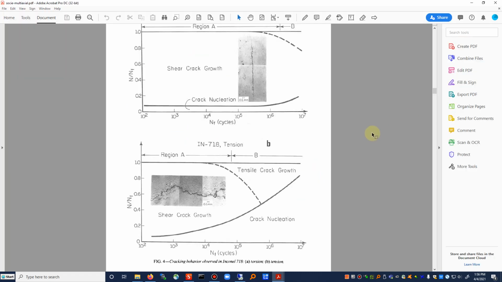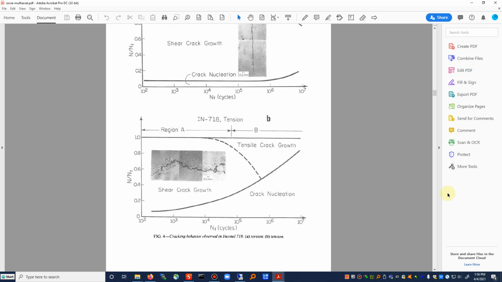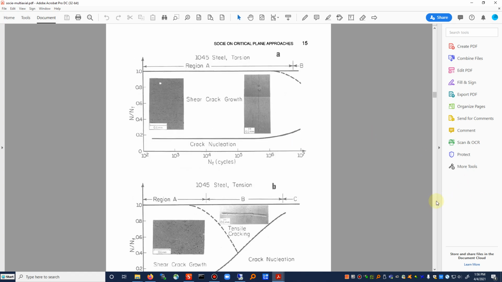All right, well, let's try to read a little bit further in here. And he also did a 1045 steel.